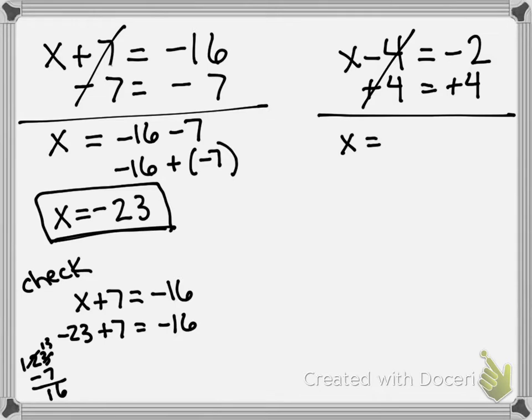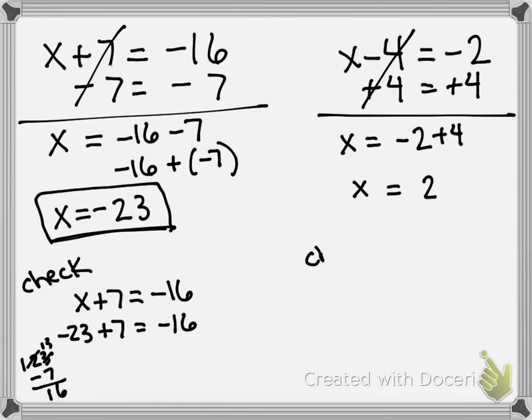And on the other side, we have negative 2 plus 4. When the signs are different, we subtract. 4 minus 2 is 2. We take the absolute value of both. The absolute value of negative 2 is 2. The absolute value of 4 is 4. So the positives are greater.